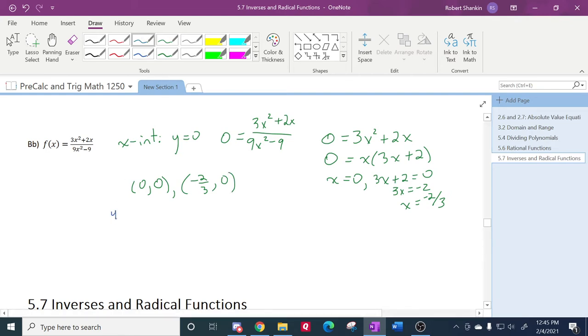Let's go to the y-intercept. You set x equal to 0, and then you get y equals 0 on the top and negative 9 on the bottom, which is just 0. So the y-intercept and the x-intercept share a point there, they're both at the origin.